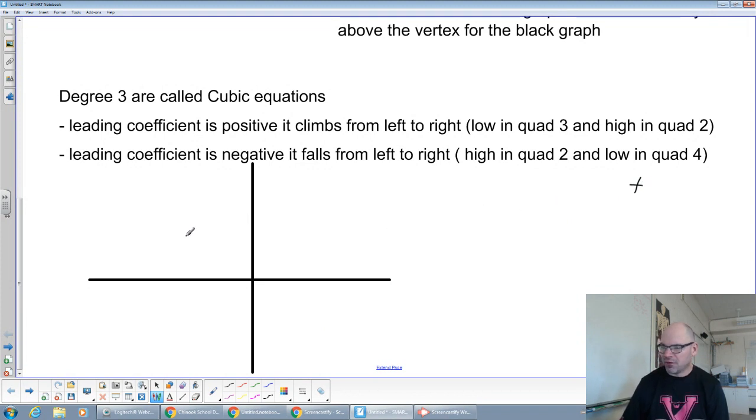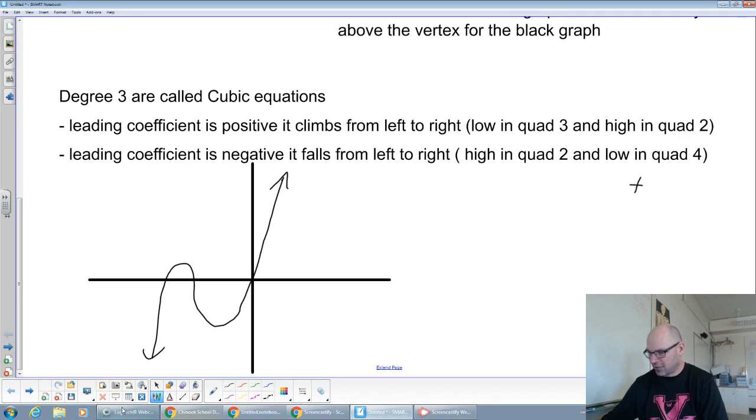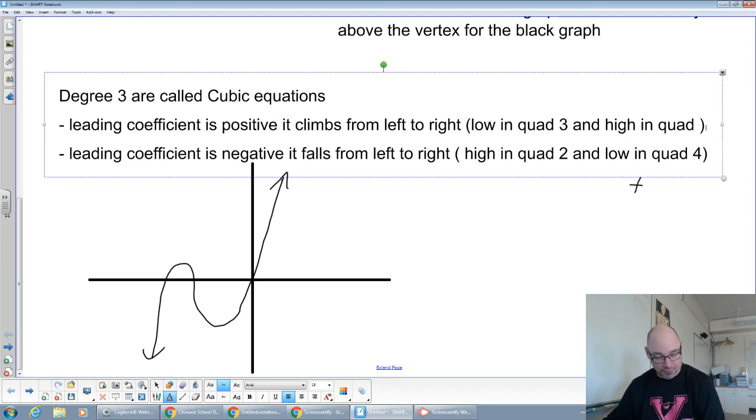Positive, one that climbs from left to right. So it starts down low in quad 3, and high in quad 1. Or quad 2, pardon me. Or did I put quad 2? It's supposed to be quad 1. Sorry, guys. Let's fix that typing error. Click over here and put a 1 there, not a 2, because it's climbing from left to right. This is quad 1 right there, and then 2, then 3. So it's low down here, high up there. So that's a positive leading coefficient.